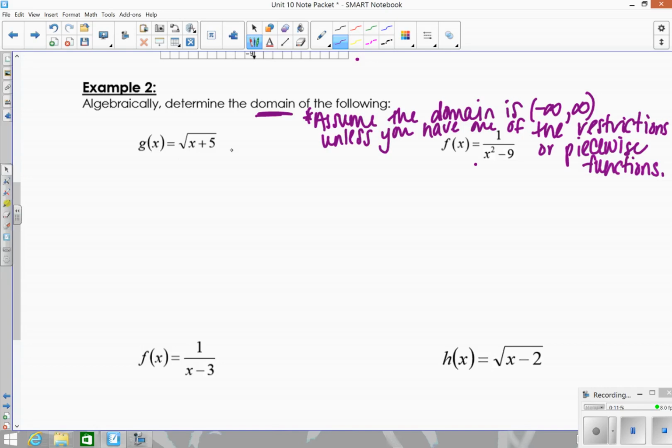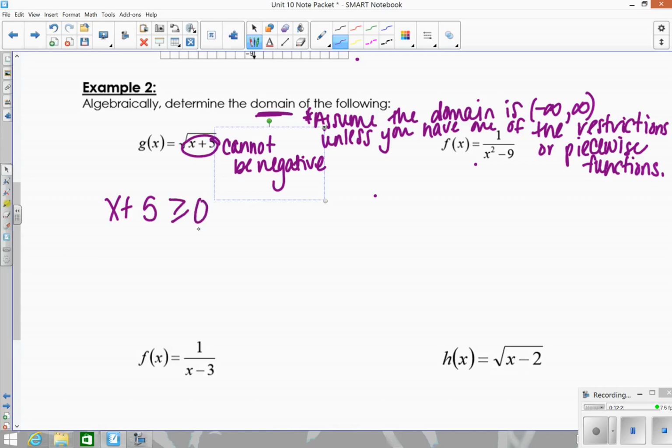So for this first one, we have a restriction because I have a square root. I know that we can't have x plus 5 be a negative number. So the restriction is that we cannot have a negative number. So this x plus 5 cannot be negative. So what that means is I take x plus 5, if you remember that was the stuff, and I make it greater than or equal to 0 because it can't be negative. And then I just solve it.